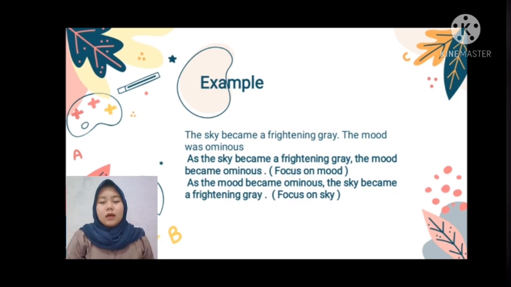And the last example is: the sky became a brightening gray, the mood was ominous. As the sky became a brightening gray, the mood became ominous. It is focused on the mood. And: as the mood became ominous, the sky became a brightening gray. It is focused on the sky.